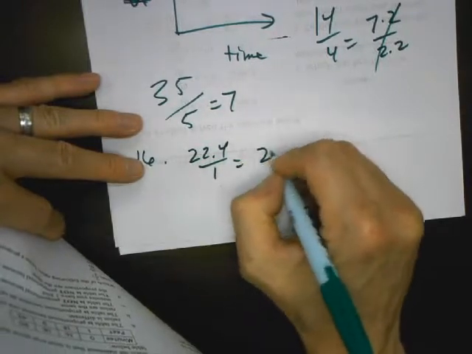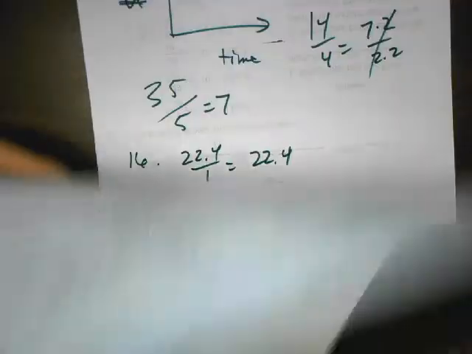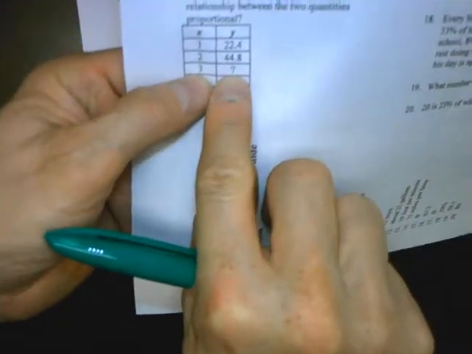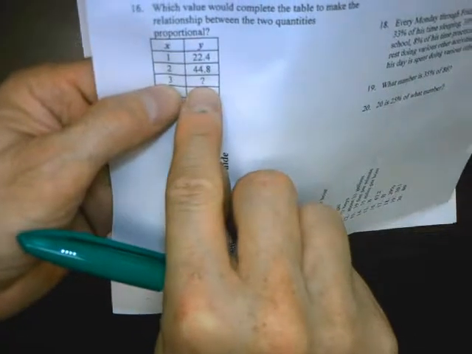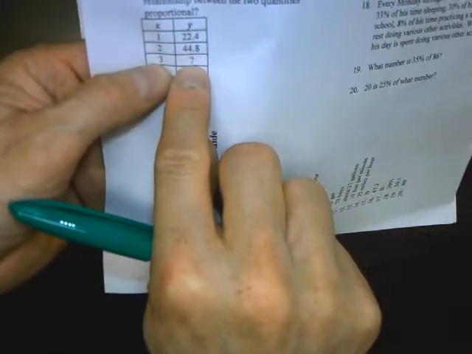22.4 over 1 means our ratio is 22.4 to 1. So this one right here, what's missing is the y. We have the x, we need the y. But these are all proportional, so let's write a proportion.